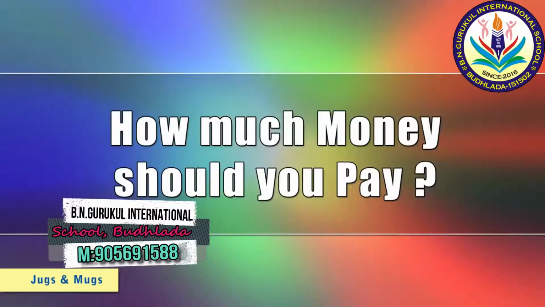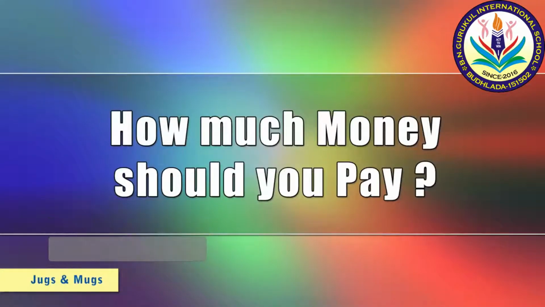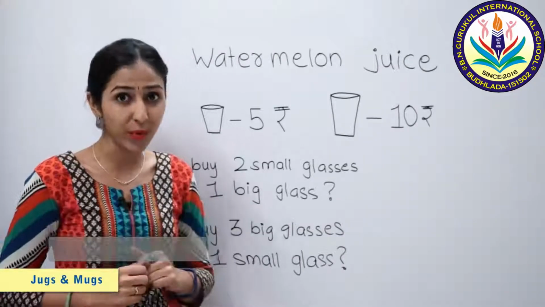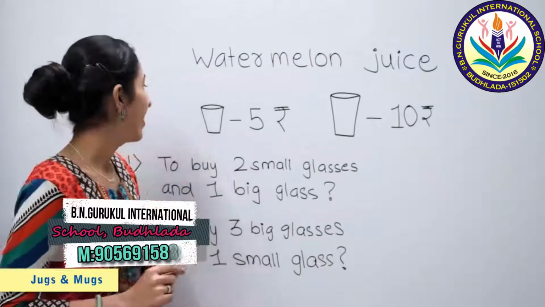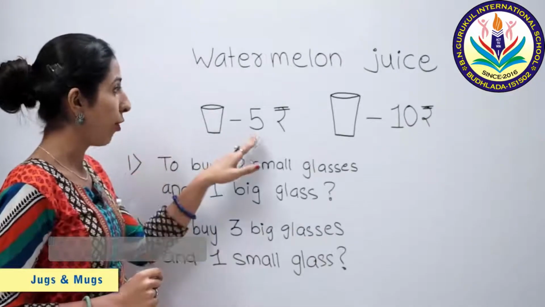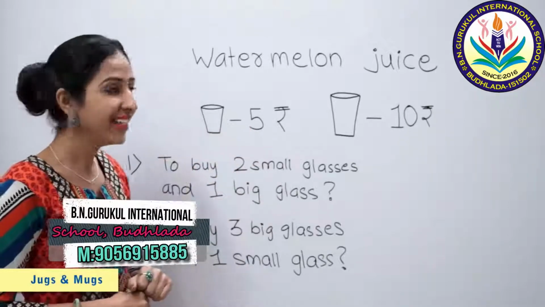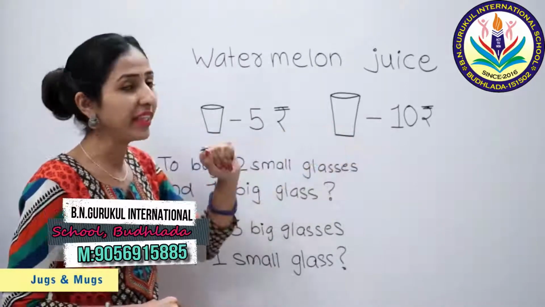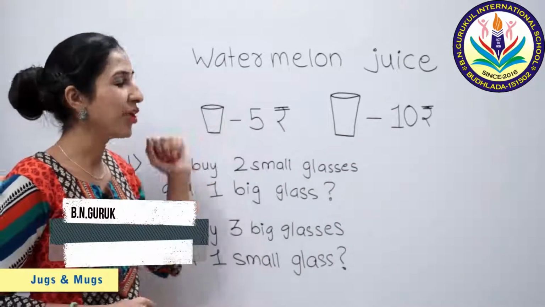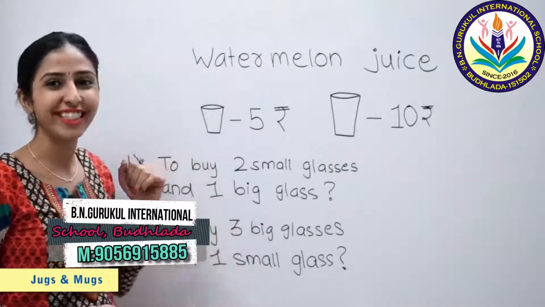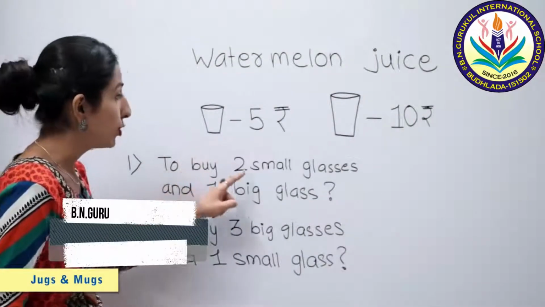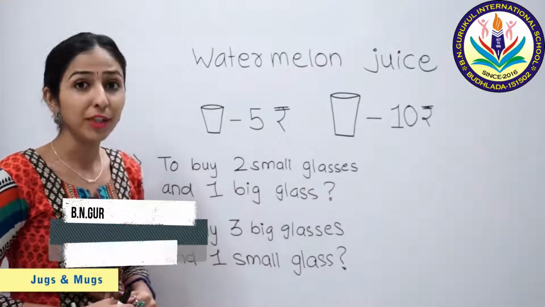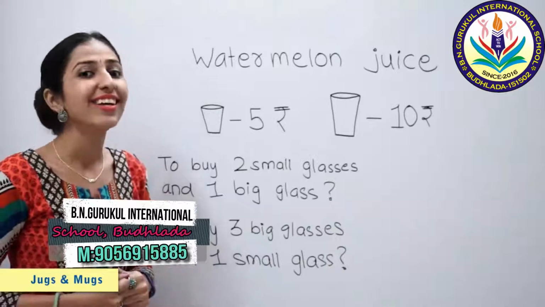How much money should you pay? My students put up a watermelon juice stall in the school. They sold small glass of juice for 5 rupees and a big glass of juice for 10 rupees. Now, based on this, answer these questions. To buy 2 small glasses and 1 big glass, how much money you will need to pay?